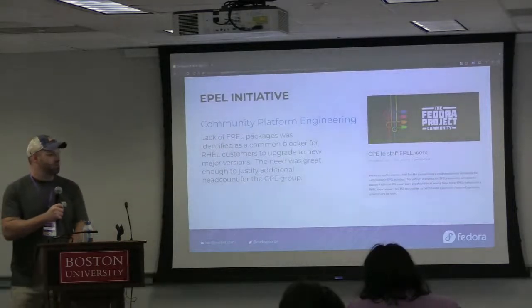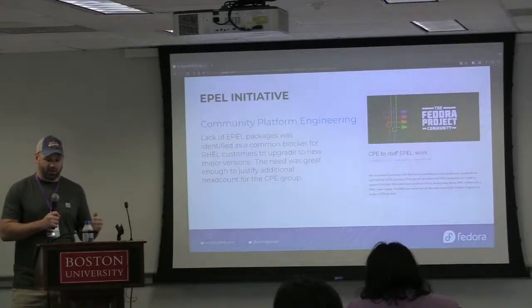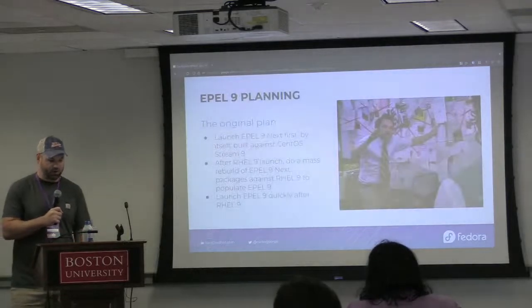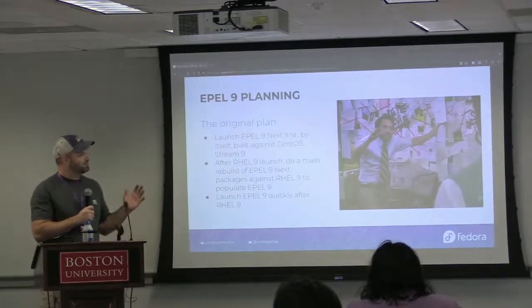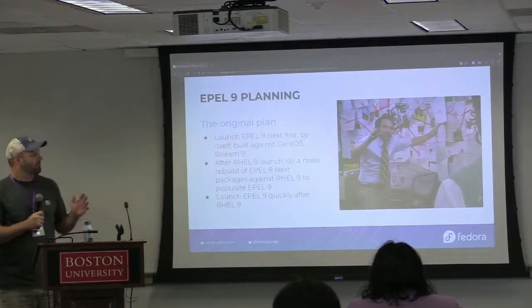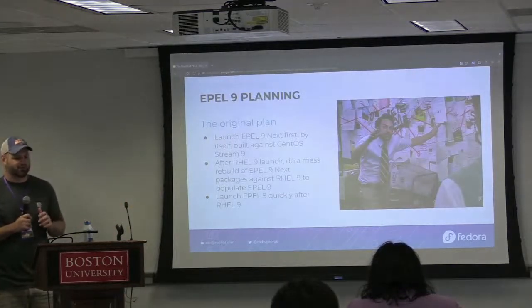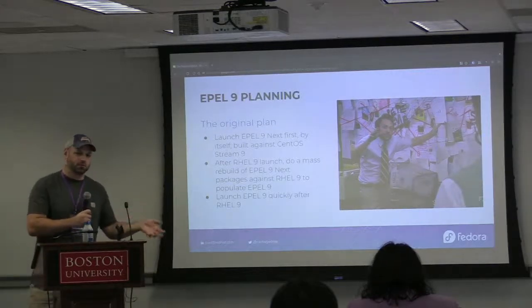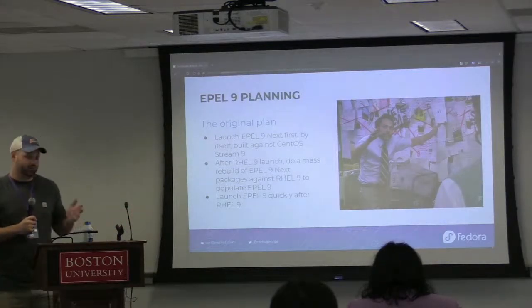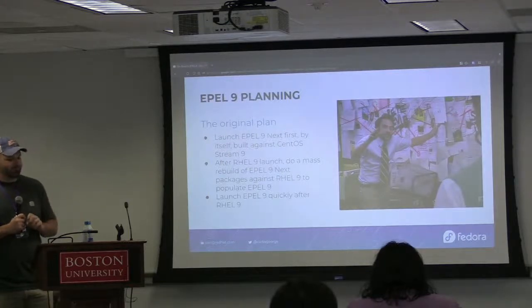The first thing we had on the agenda was EPEL 9, of course, and being ready for RHEL 9. So we came up with the plan. It was a little bit hectic, but it made sense to us from an implementation perspective. We already had EPEL 8 Next, or EPEL Next, for CentOS Stream 8.